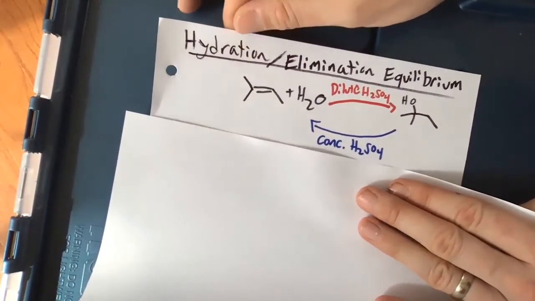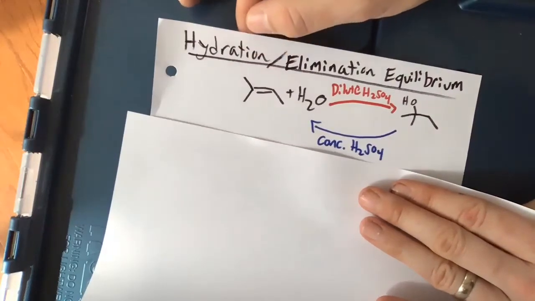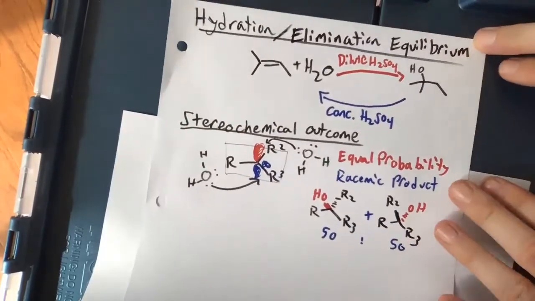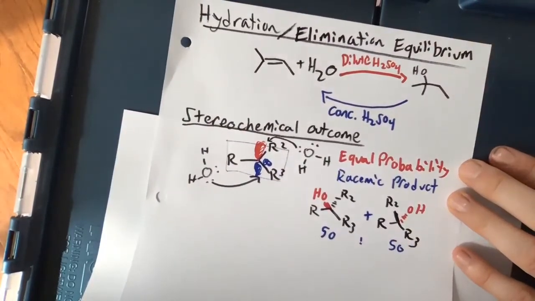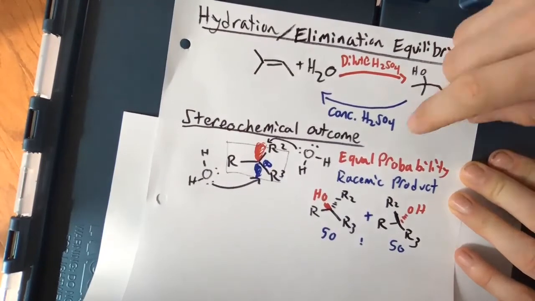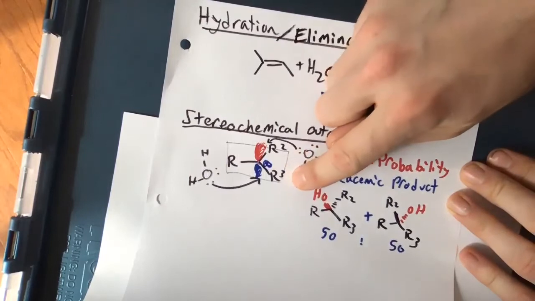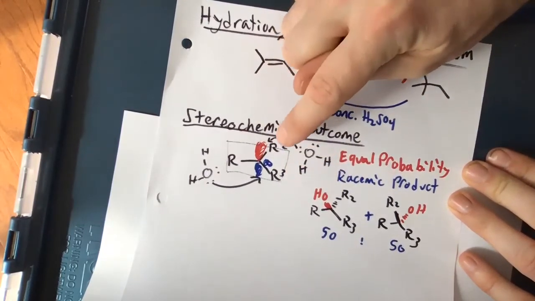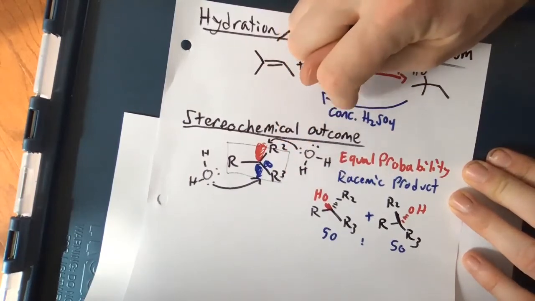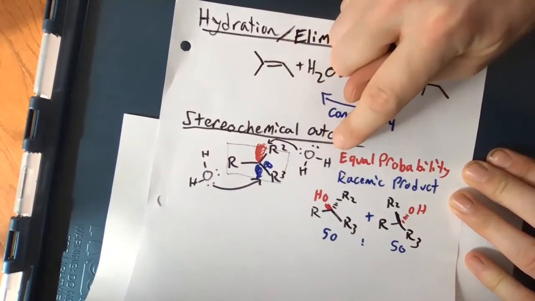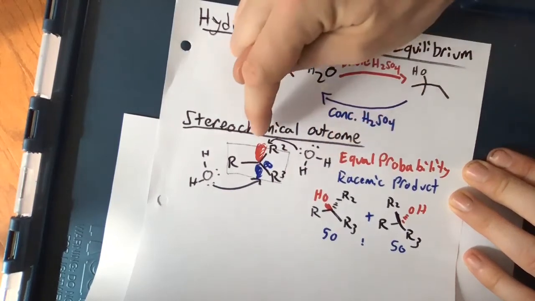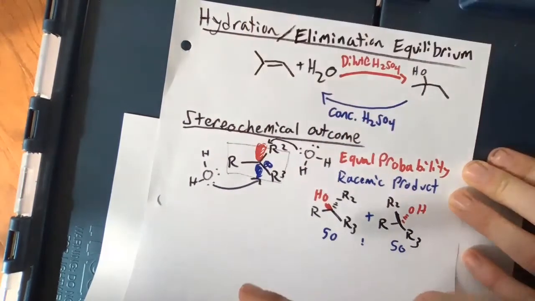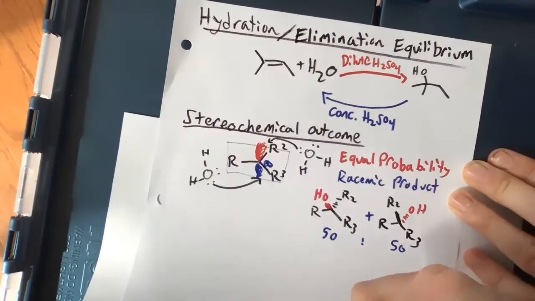But let's talk about the stereochemical outcome of hydration of an alkene. Because as we saw with hydrohalogenation, we're talking about the slow step being the formation of a carbocation that's planar. And once you form a planar carbocation, the nucleophile here, being water, can attack the carbocation either from the top face, here in red, or from the bottom face, in blue.